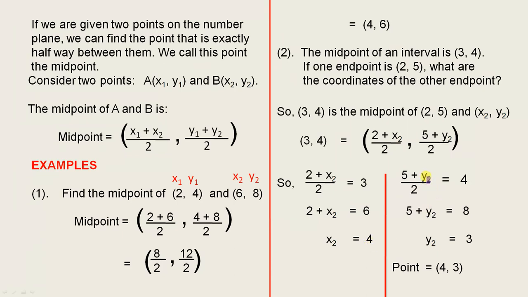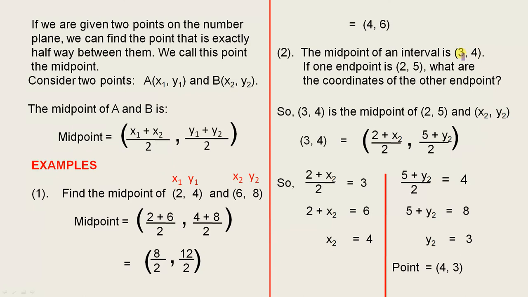Now for the y coordinate we have (5 + y2)/2 equals 4, because that's the y coordinate of the midpoint. Multiply both sides by 2, so 5 + y2 equals 8. Subtract 5 from both sides, therefore y2 equals 3. So the point, which is the other endpoint, is (4, 3).